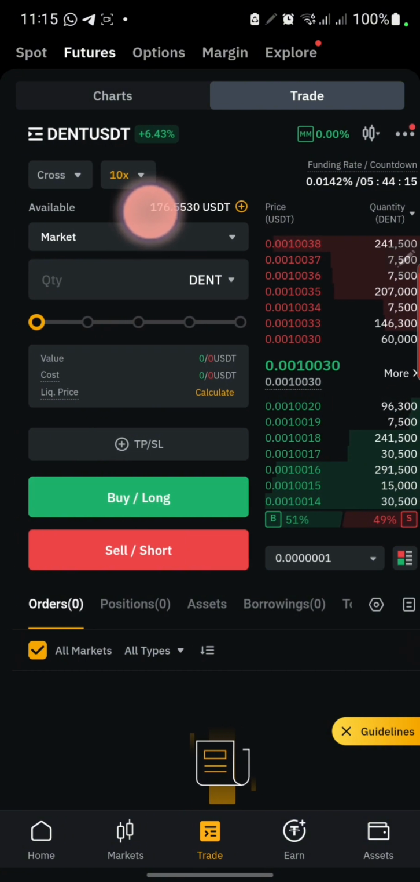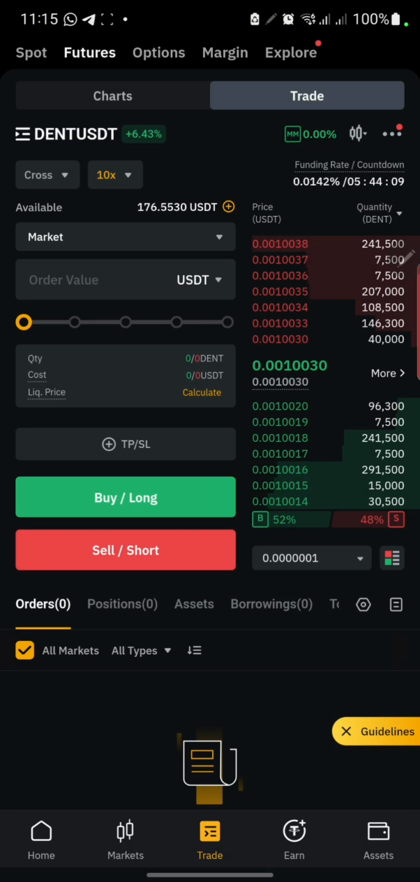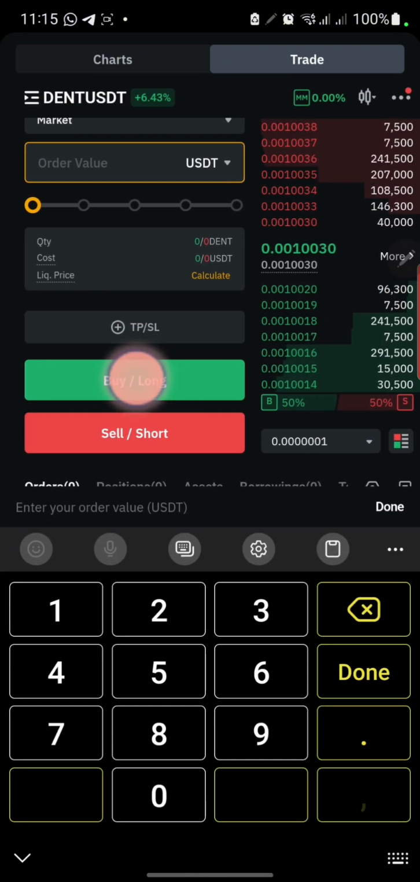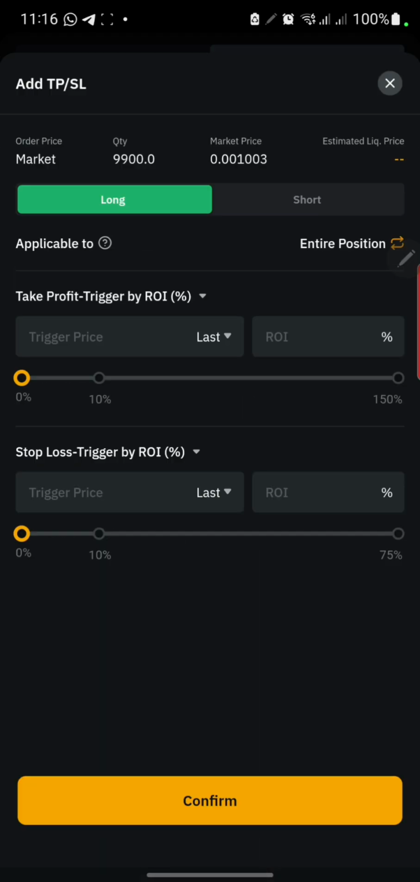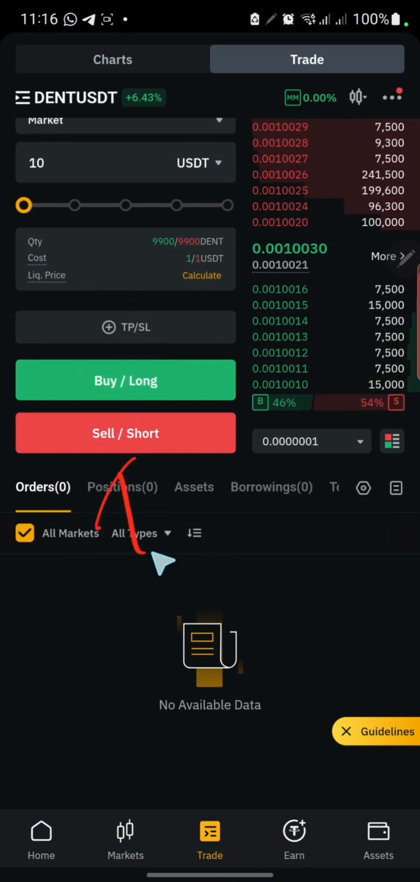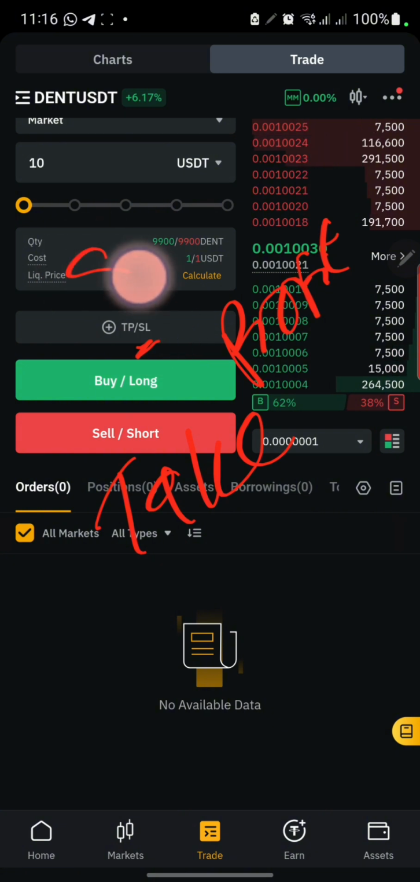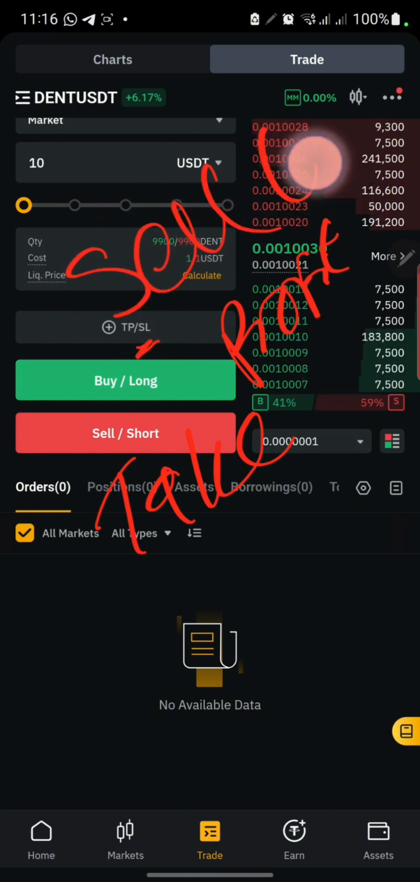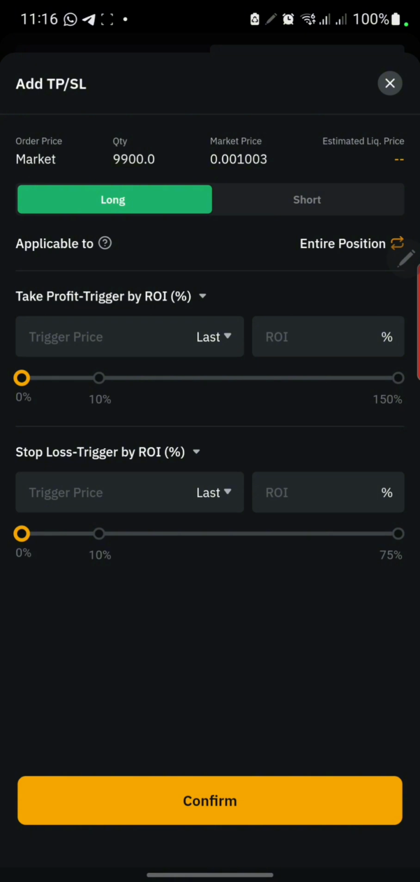As you remember, you can see my total balance. So now let me choose DENT in USDT. So let's say I'm buying long. This is buy long here, or buy, as you can see. Let's say I'm buying $10 worth. So I'm currently on futures trading now. Then I'm going to choose my take profit and my stop loss. This is where I'm going to choose TP. T means take, P means profit, SL, S means stop, L means loss. So that's take profit and stop loss. So now I'm going to choose take profit and stop loss.